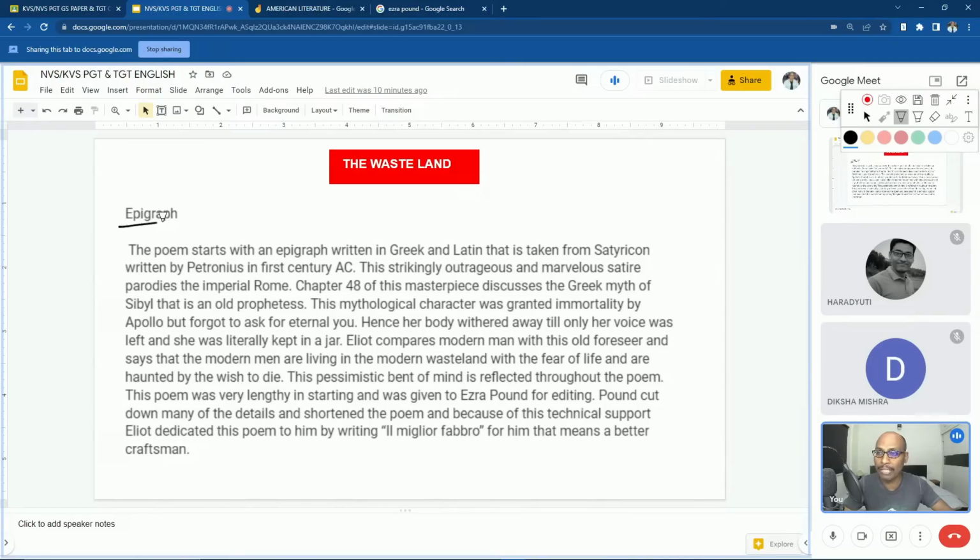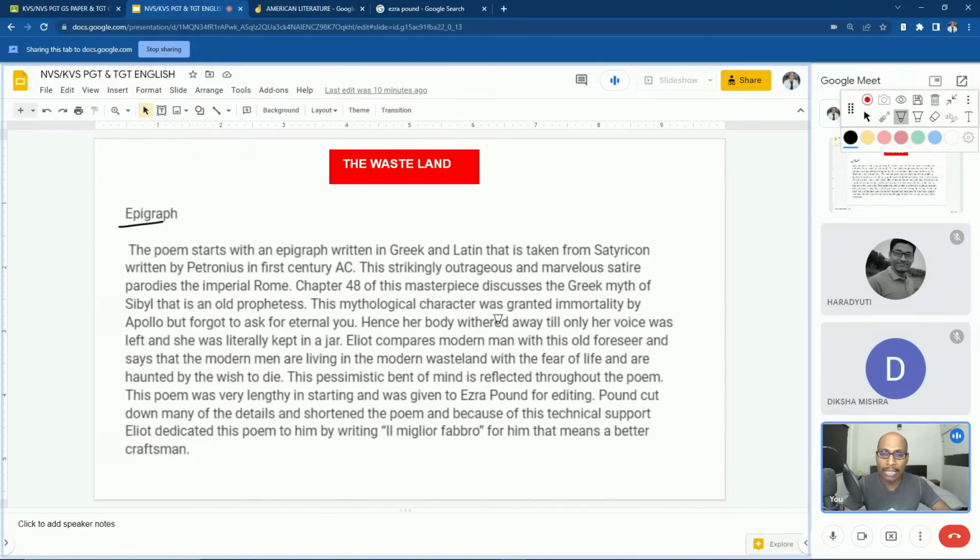So remember, this poem, The Waste Land, starts with an epigraph written in Greek and Latin, that is taken from the Satyricon, written by Petronius in the 1st century AD. This strikingly outrageous and marvelous satire parodies imperial Rome. Chapter 48 of this masterpiece discusses the Greek myth of the Sibyl, that is an old prophetess.